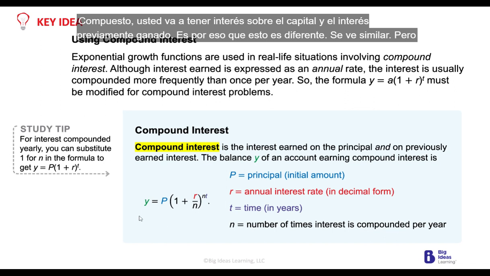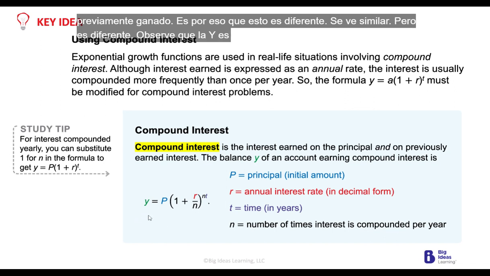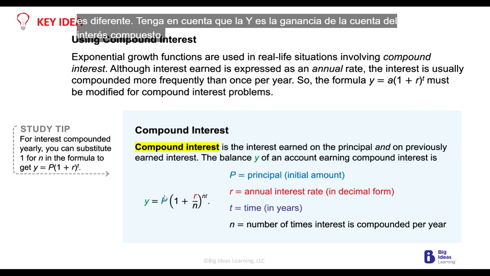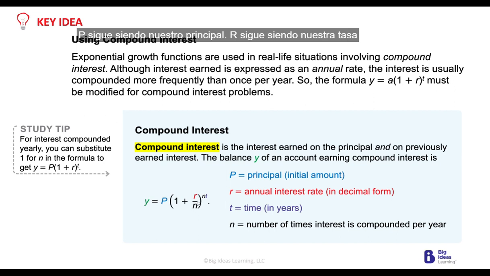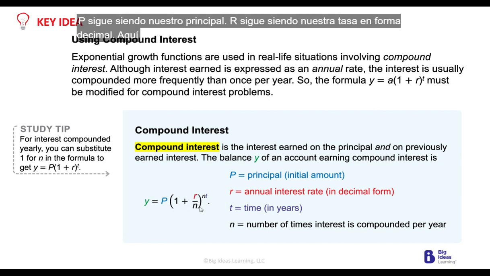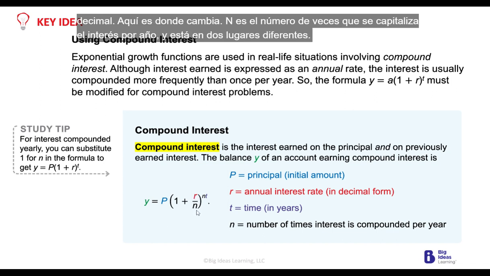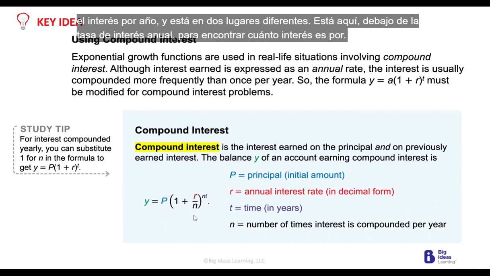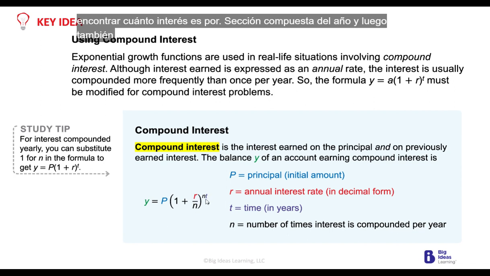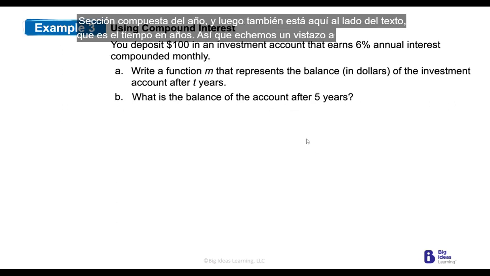Notice that the Y is the account earnings of the compound interest. P is still our principal. R is still our rate in decimal form. Here's where it changes. N is the number of times the interest is compounded per year, and it's in two different places. It's here underneath the annual interest rate to find how much of interest is per compounded section of the year. And then it's also up here next to T, which is time in years. So let's take a look at what that is.